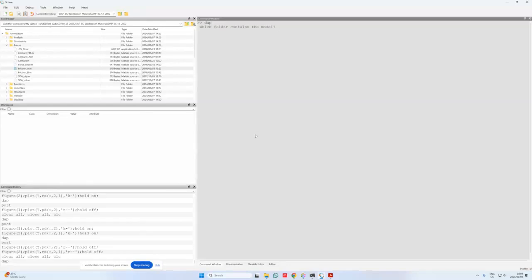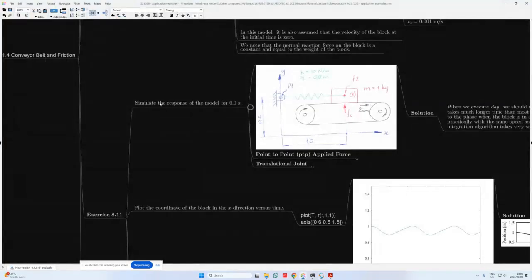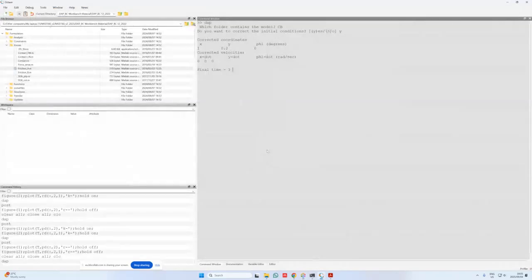So I'm going to type in DAP. I'm using the conveyor belt example. Using the corrected initial conditions, we can see that our system is starting at 0 initial speeds. So this is the same as what we said we want in the mind map. And then they say that I need to simulate the response for the model for 6 seconds. So let's see what happens if I use 6 seconds with a reporting time step of 0.05 seconds in this case.